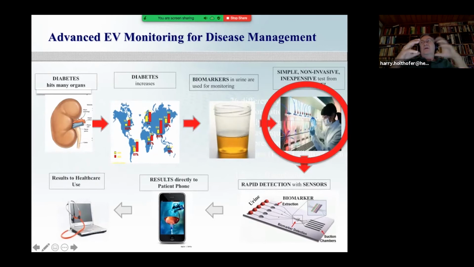This actually shows our kind of mind map. So we are starting with diabetes and diabetic target organs, like here it is the kidney. Yes, it is indeed a global and increasing problem. If we want to really combat this problem globally, we have to be simple. We have to be able to monitor these changes very easily, completely non-invasively, and the urine seems to provide that solution.